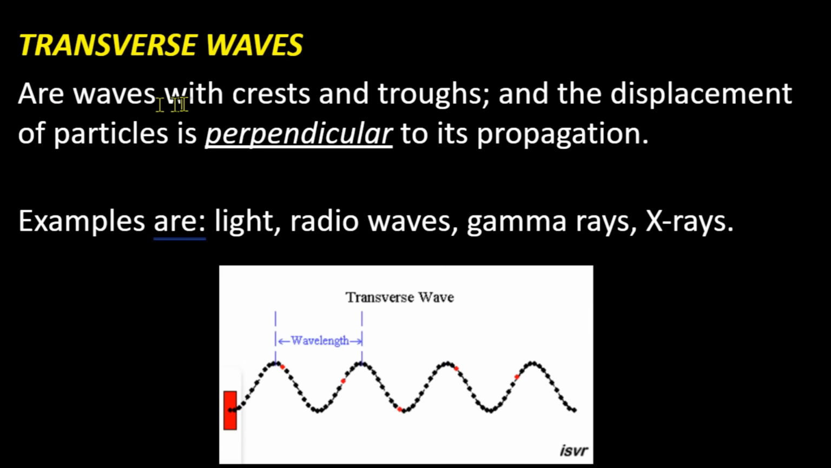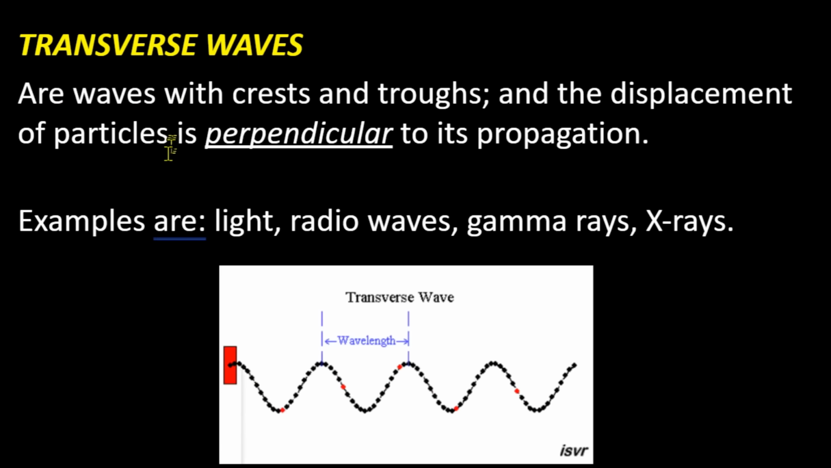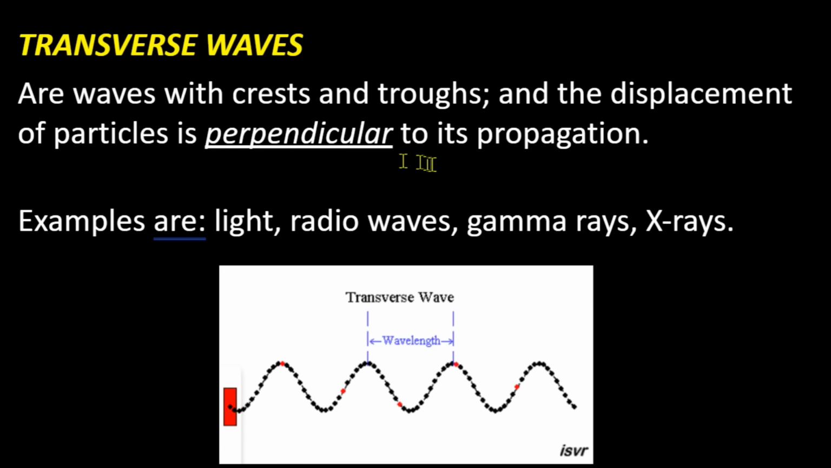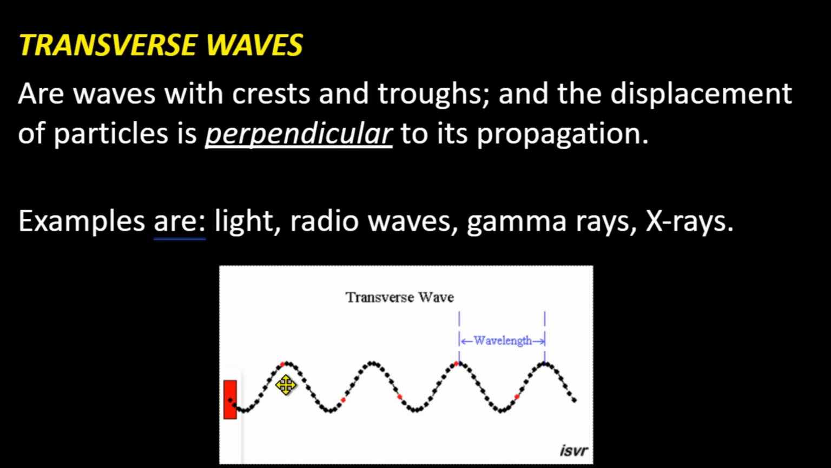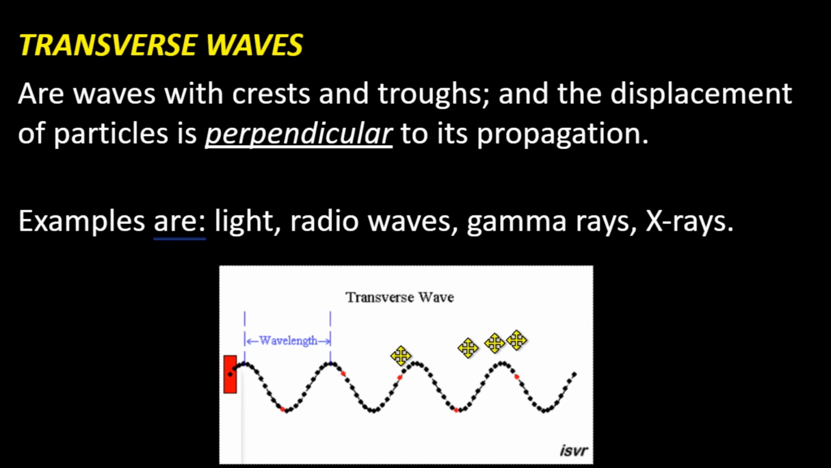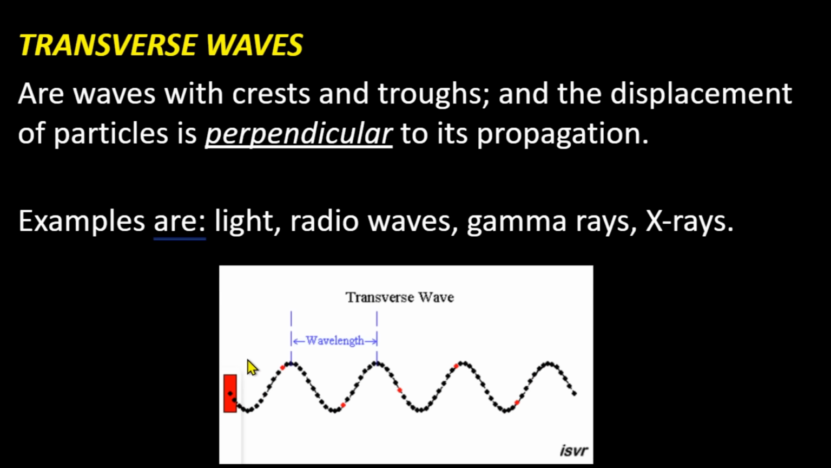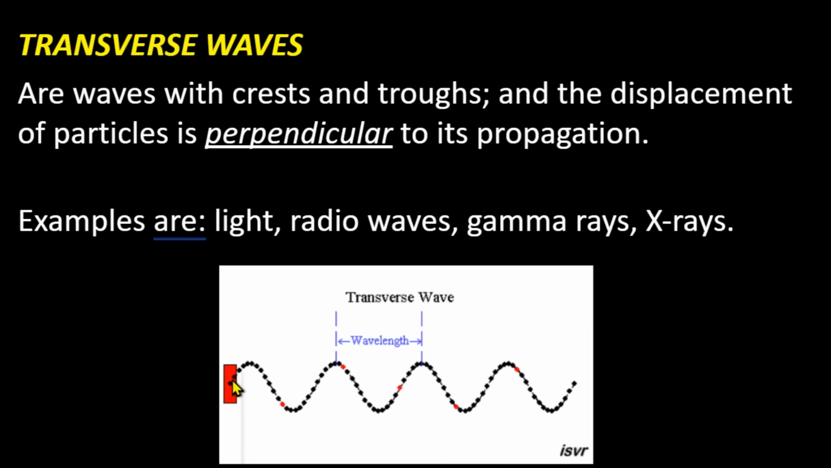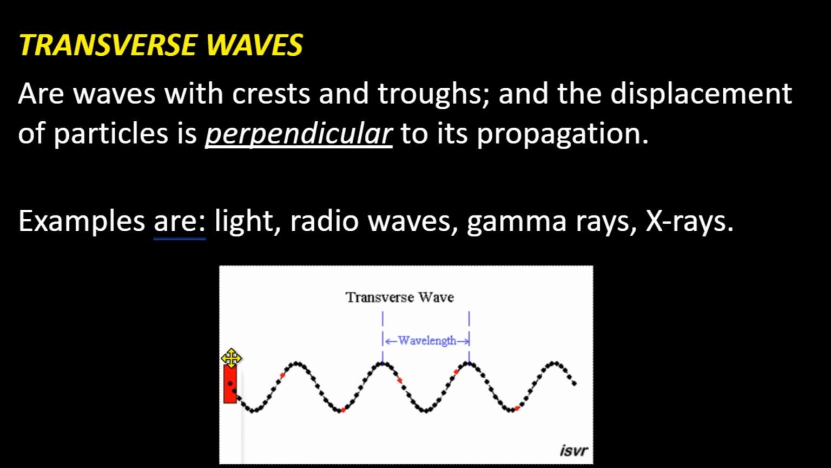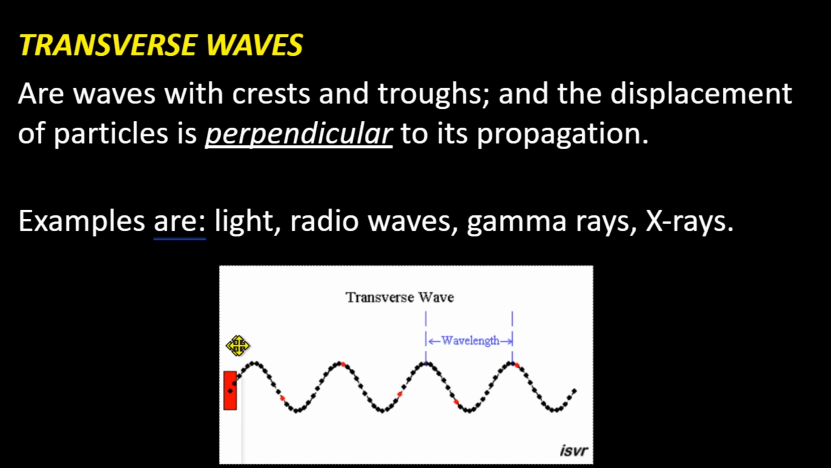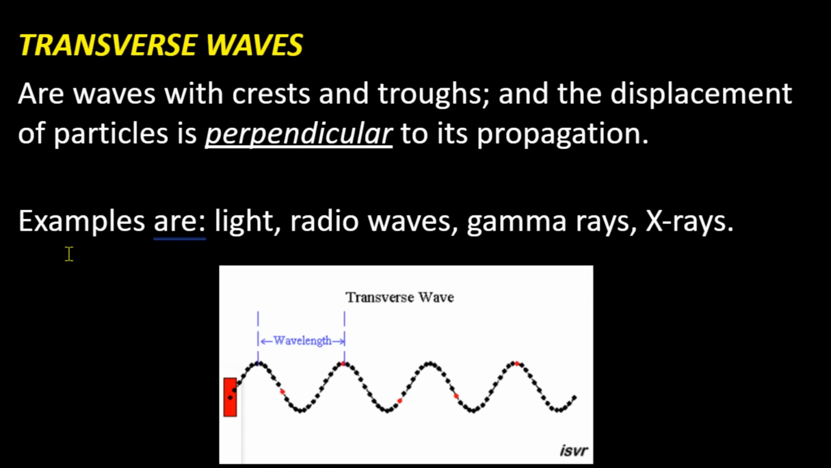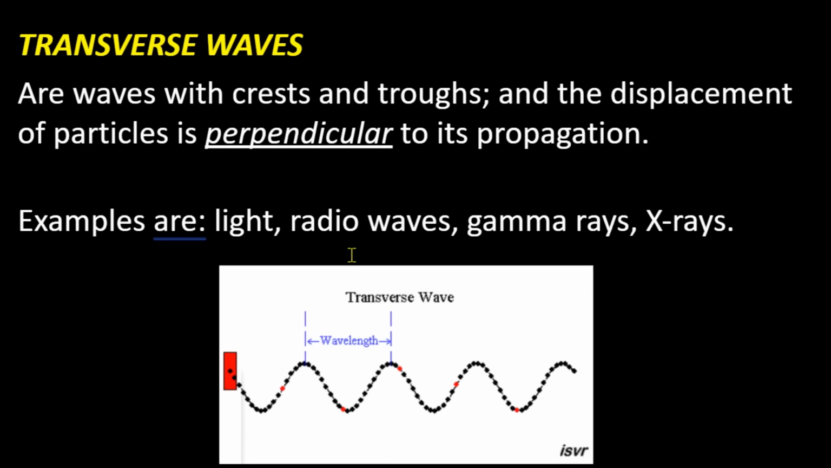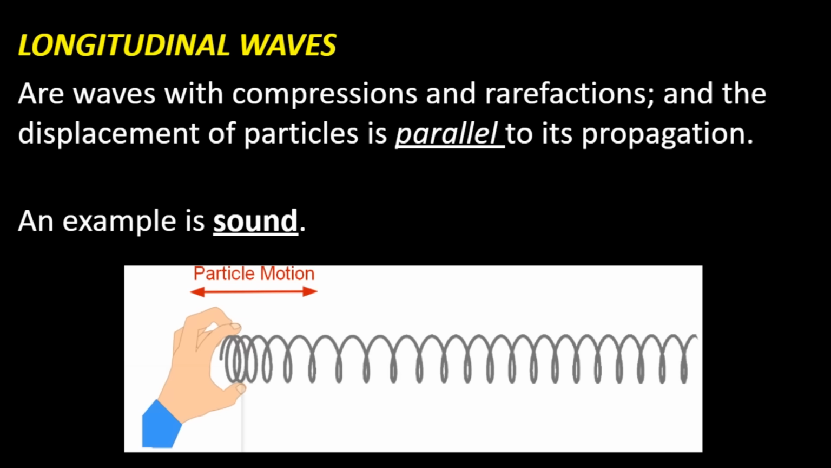Transverse waves are waves with crests and troughs, and the displacement of particles is perpendicular to the propagation. Basically what this means, propagation means the direction in which the wave is moving, which you can see here is to the right. The displacement of particles is the direction in which the source is moving, which you can see right here is up and down. That would be at right angles to the direction the wave is moving. That is why it's considered perpendicular. Examples of such transverse waves are light, radio waves, gamma rays, and X-rays.